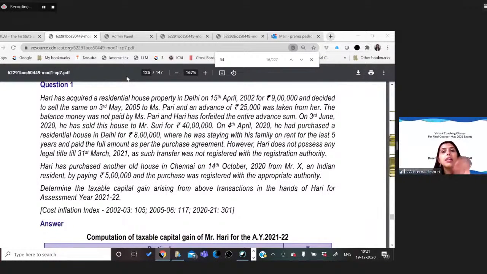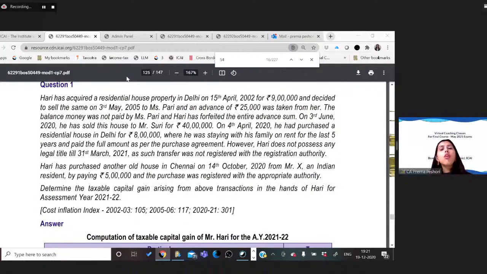Is this clear? Here the section 54 series exemption can be claimed because a residential house has been purchased within the 2 years from the date of transfer, and one was purchased within 1 year before the date of transfer. The one house which he's saying was purchased on 4th April 2020, he sold the house on 3rd June. So it is within 1 year. The second he purchased on 14th October 2020, which is also within 2 years from the date of transfer.